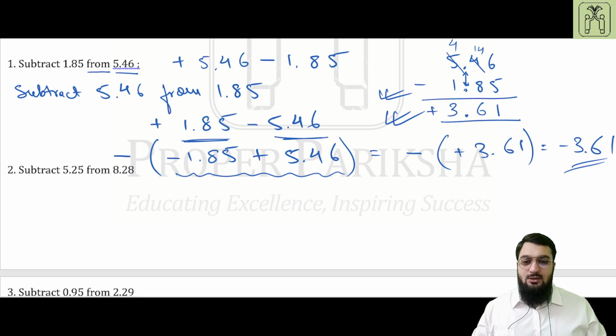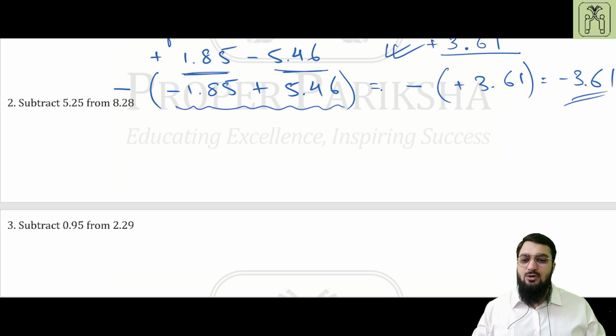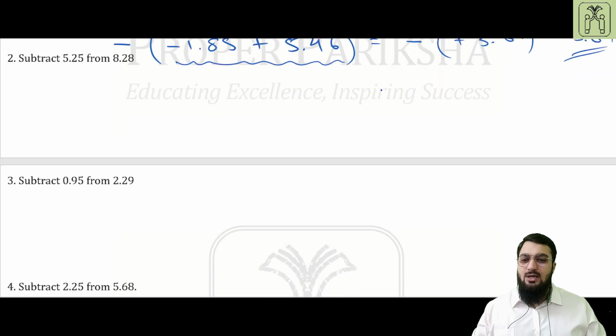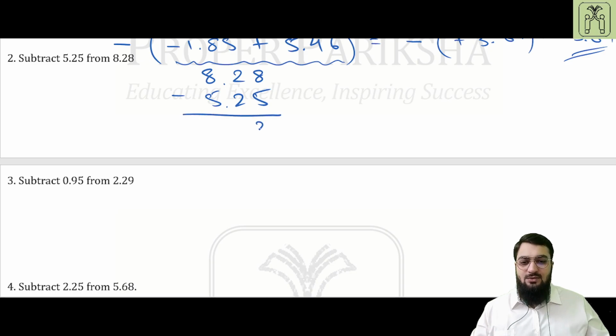Coming to another question. Subtract 5.25 from 8.28. So we will write 8.28 and we will write a minus 5.25. The decimal point should always be aligned. 8 minus 5 will give you 3. 2 minus 2 will give you 0. The point will be added aligned with the question. 8 minus 5 will again give you 3. So the answer will be plus 3.03.